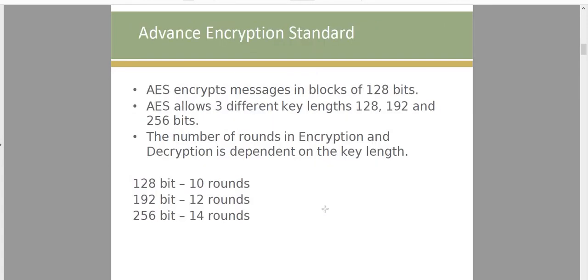So AES encrypts messages in blocks of 128 bits. AES allows 3 different key lengths, that is 128, 192 and 256 bits. The number of rounds in encryption and decryption depends on the key length, where 128 bit has 10 rounds, 192 bit has 12 rounds, and 256 bit has 14 rounds.